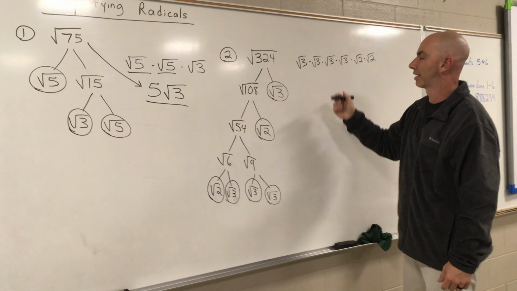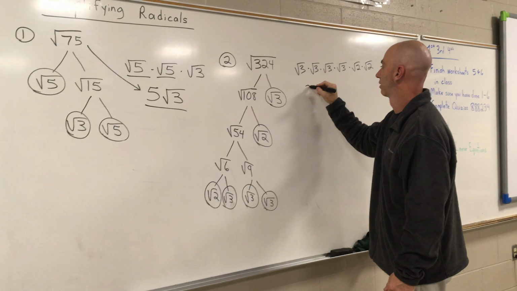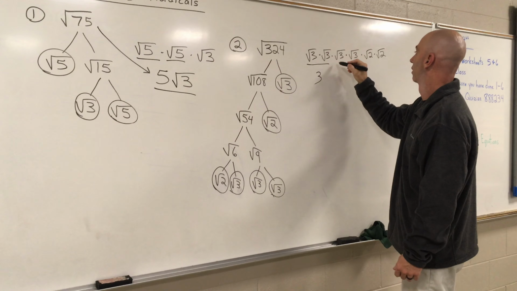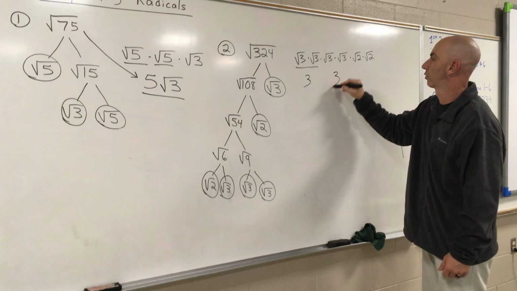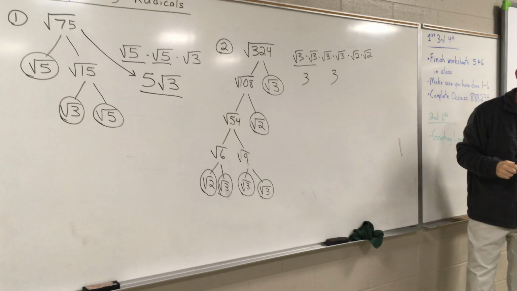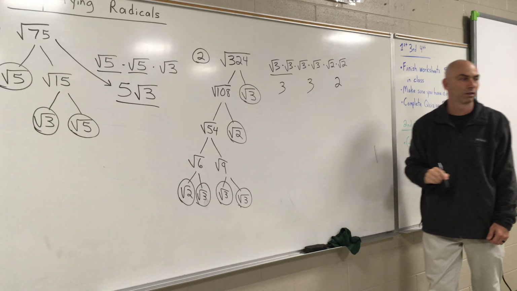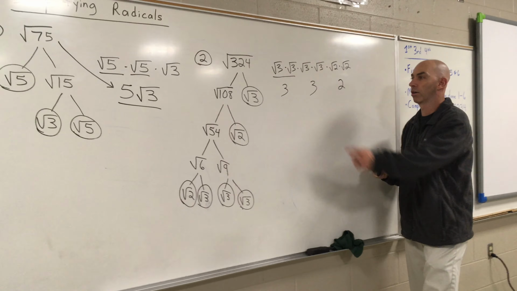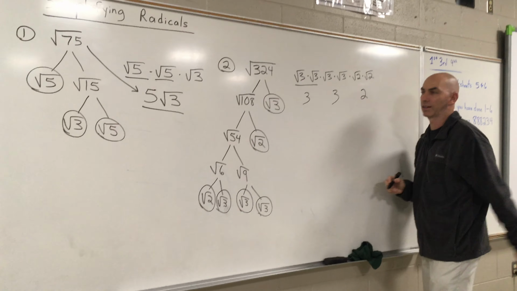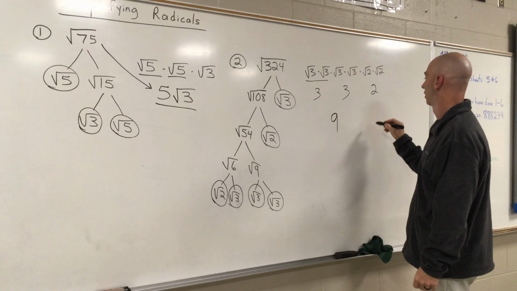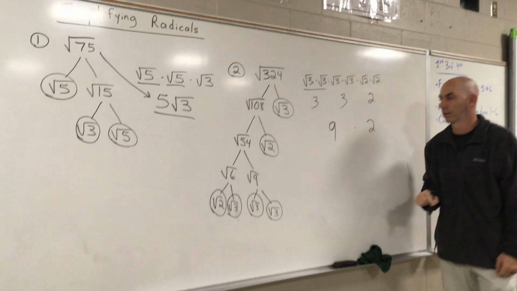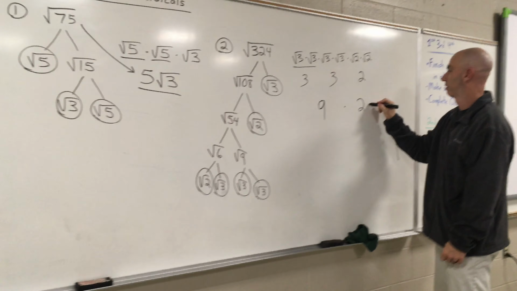Square root of 3 times square root of 3 gives me a whole number, 3. Another square root of 3 times square root of 3 gives me another whole number, 3. Square root of 2 times square root of 2 gives me a whole number, 2. Now, whole number 3 times whole number 3 is 9. Whole number 9 times 2 is 18.